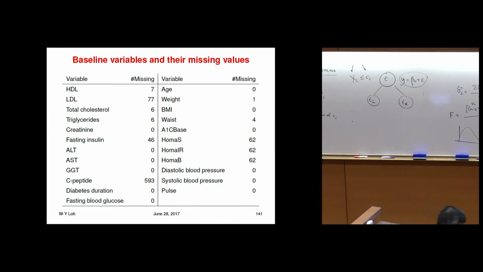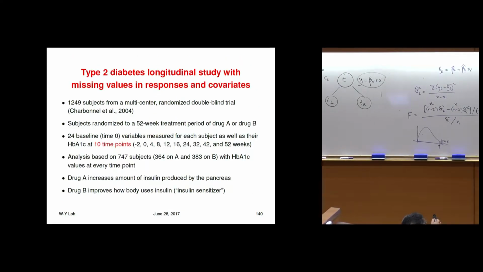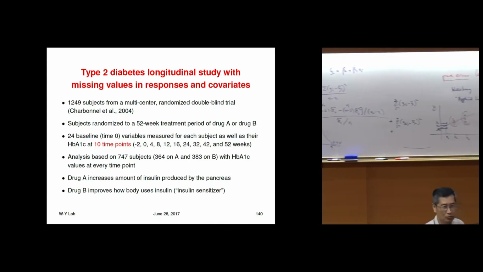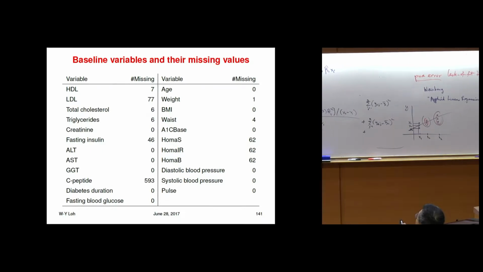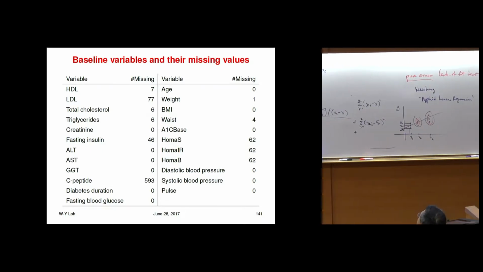And I was told that because this is a multi-center trial, for some centers, the doctors were not told to do that test. It's a lab test, right? The doctors were not told to do the C-peptide test. So there were some people for whom the test was not done. But it's almost half of the data. What do you do with this now?